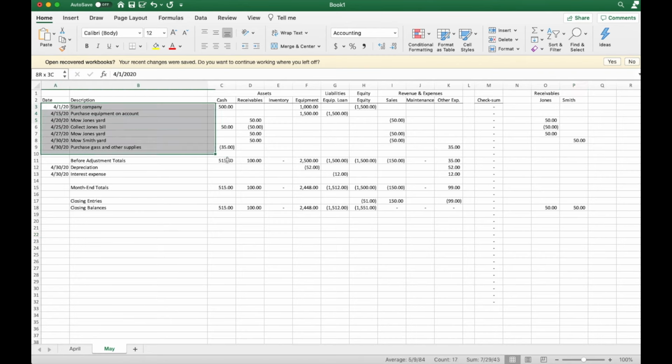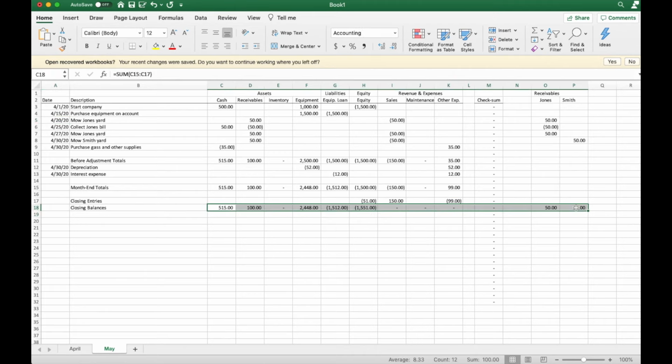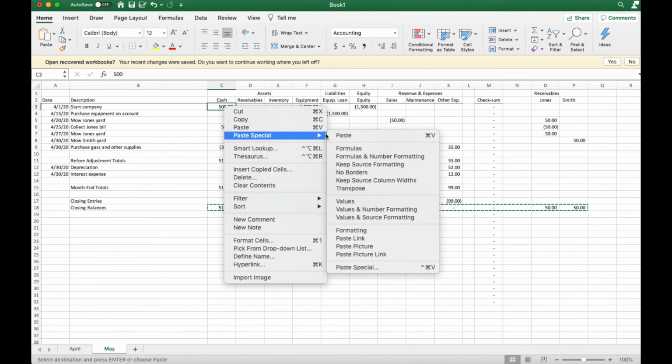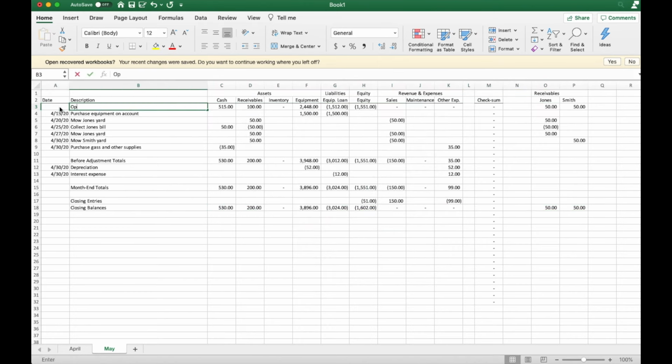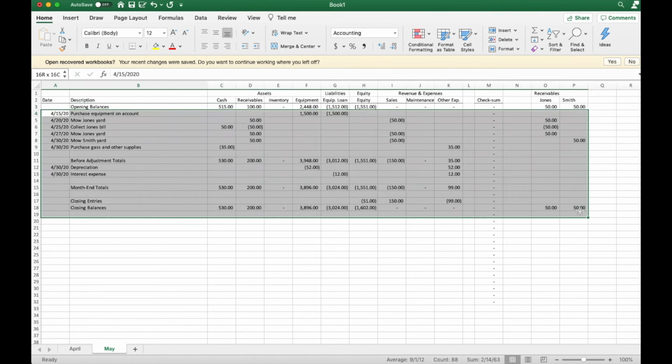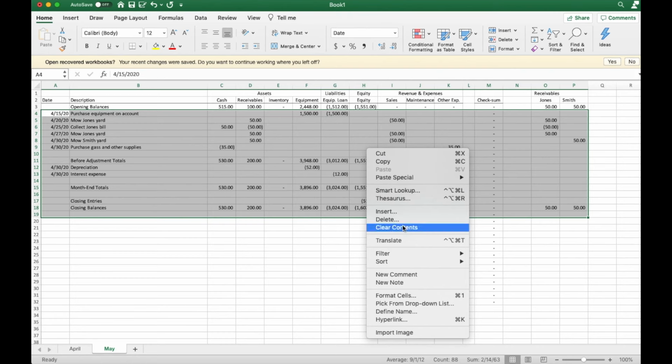So I've now created a tab for May. I'm going to take my closing balances from April, and those are going to be my beginning balances in May. So copy those, put them up in the first row. All I did was copy the whole April tab over to May, and now I'm moving my closing balances up to the start, calling them opening balances instead, and now I'm going to delete all the April stuff. So right-click, clear contents for all the April stuff.